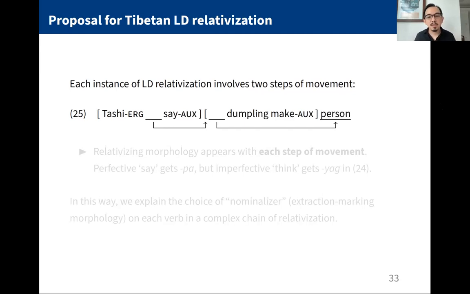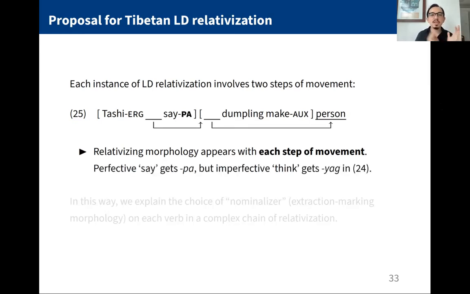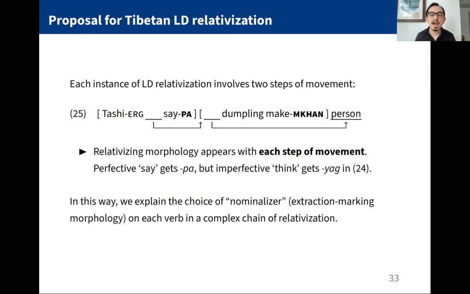And another is to get the pivot noun actually out of there as well. So we have these two distinct steps of movement, or distinct sort of rearrangement, distinct movement processes. The idea I'd like to propose is that relativizing morphology appears with each of these steps of movement, in a totally predictable way. So when we move the embedded clause out of the higher verb say, we are moving the theme of say, and therefore we get theme relativization morphology. That's going to be pa if the higher description is perfective, but it'll be ya if it's imperfective. And then we also move the pivot noun out of the lower clause, and here that's an agent, and therefore we get agent relativization morphology locally on the lower verb make.